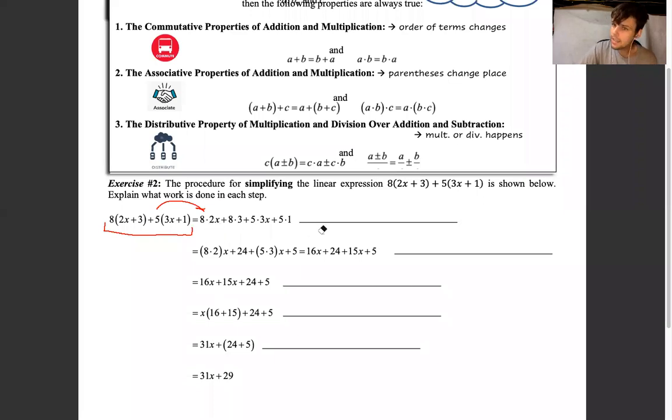It's hard to tell just by looking at this one. It might jump out to you, it might not, but I'll go ahead and point it out. What's happening here is the distributive property. These numbers on the outside are getting multiplied in. We're multiplying the 8 times 2x and the 8 times 3. That's distributing. And you can see that's what's happening right here and here: 8 times 2x, 8 times 3. And then the same thing is happening with 5 times 3x and 5 times 1. So this is the distributive property. I'll write that out there. Distributive.